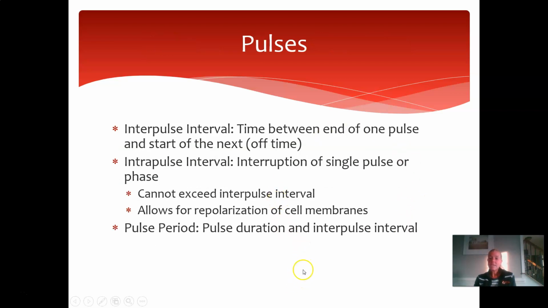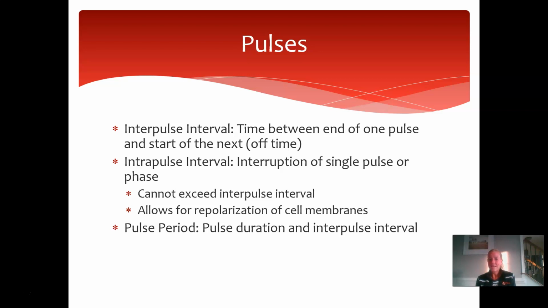Interpulse interval is the time between the end of one pulse and the beginning of the next pulse. So this is basically the same thing as your off time. Your intrapulse interval is the tiny little space between each one of those phases that are making up the full pulse. So that can't be any bigger than the interpulse interval, or else it would be the interpulse interval. If this is confusing, I totally get it.